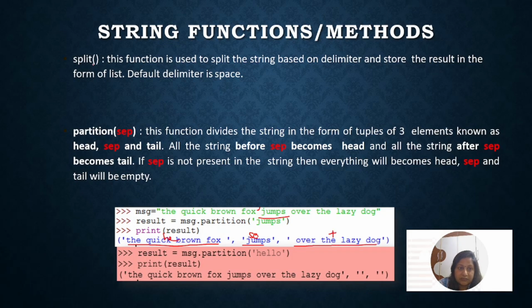So what is the difference between partition and split? In the split function, whatever delimiter you are providing won't be there in the list. But in partition, whatever separator you are giving is part of the result. Clear now? Now again, result = message.partition of "hello". Print of result. You can see here, is there any hello? Nothing is there. So everything becomes the head now. There is no separator and no tail here. Clear now? But it will always create a tuple of three elements, that you have to remember. I hope everyone is clear, and you should know the difference between split function and partition.